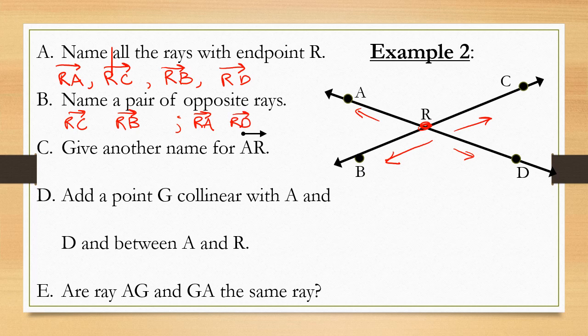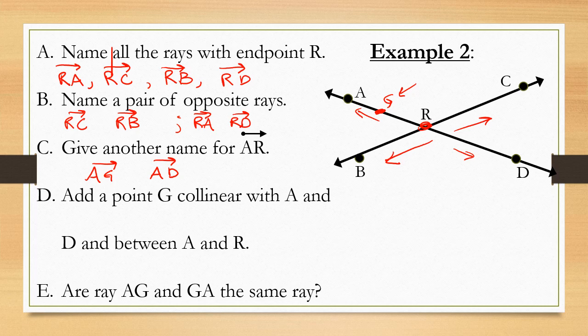All right, so give another name for ray AR. In order to do that, we'd actually have to have another point on here. So we could put some point, we'll call that point G. If I had another point, I could rename it. Ray AR still has to start at A, and it's going to go in the direction of G, or I could actually start here and go in the direction of D. It says at a point G, collinear with A and D between A and R, and I actually did that on the last one. I jumped the gun just a little bit.